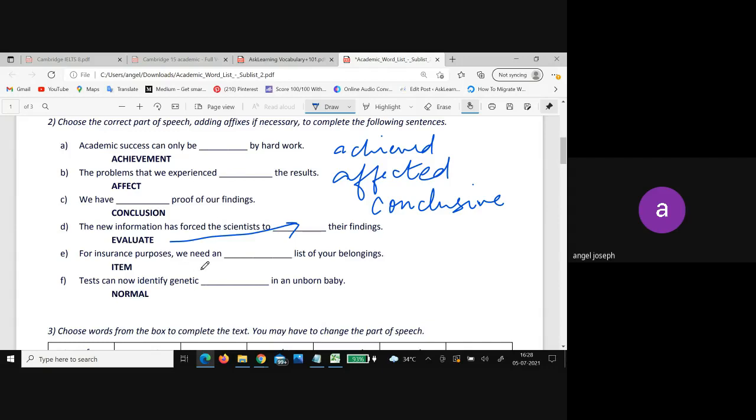For insurance purposes, we need an - list of your belongings. Think about our phone bill, when the numbers come one by one, we have... Maybe we know that word in that way. What do you call that when you ask for your phone bill in detail? Mobile bill. That's the form of this word. Item, some form of item. What will come? Itemized. Here? Itemized. Very good. Itemized. Now I'll give you an example.